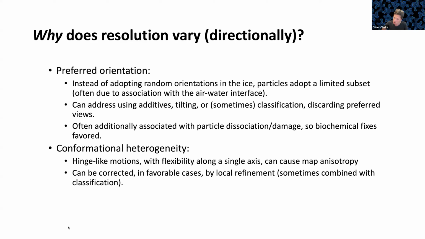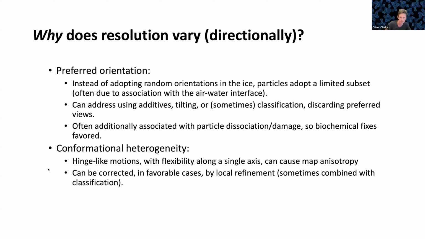Okay, so there can actually be two reasons why you might see an anisotropic density map. One of those reasons is preferred orientation, which we've sort of discussed, where instead of adopting random orientations in the ice, those particles adopt a limited subset of orientations. Often this can be due to association with the air-water interface. It can also be due to the fact that certain orientations are just hard to pick, right? If that's the case, you can address that by careful particle picking, training a neural network. There have been some good examples of that recently.